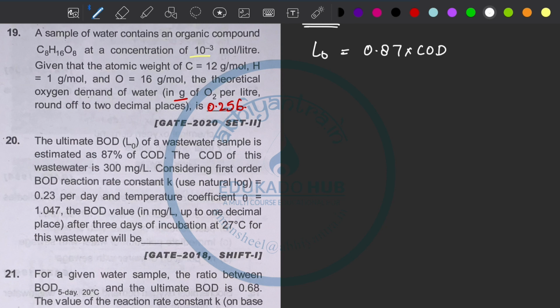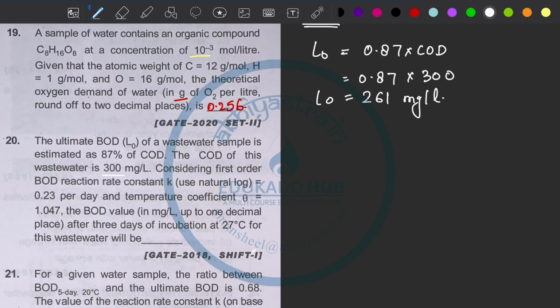COD of the water is given as 300. Good, so I can calculate the ultimate BOD. 0.87 times 300, 87% of 300, is 261. So ultimate BOD comes out to be 261 milligram per liter. See, BOD will always be less than COD because COD is BOD plus some non-biodegradable oxygen demand as well. So the ultimate BOD is 261.